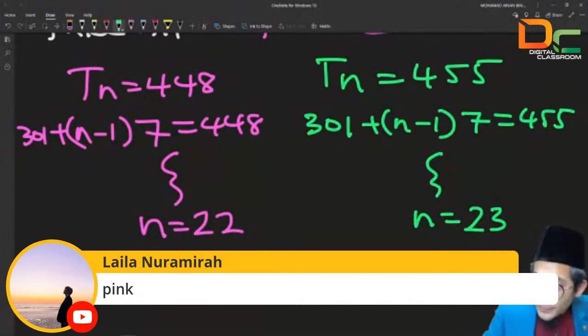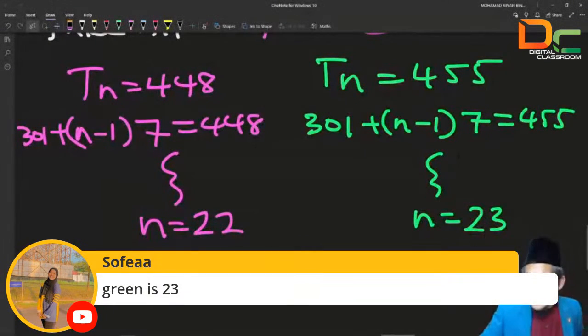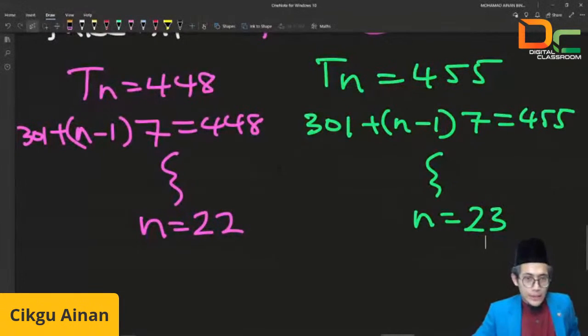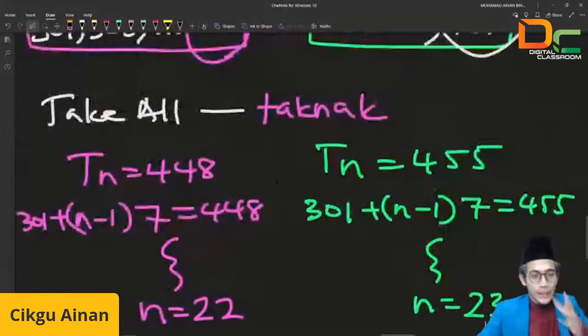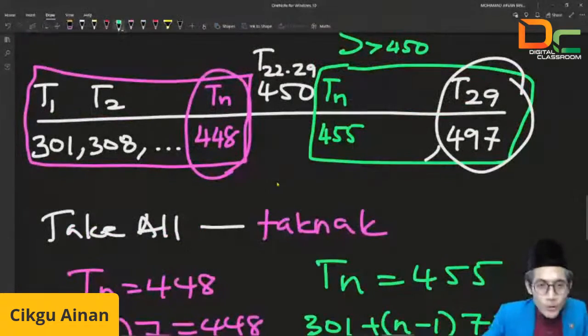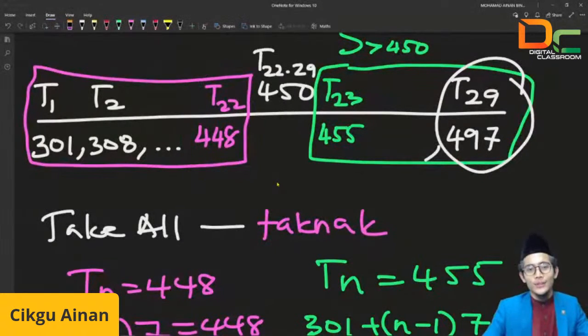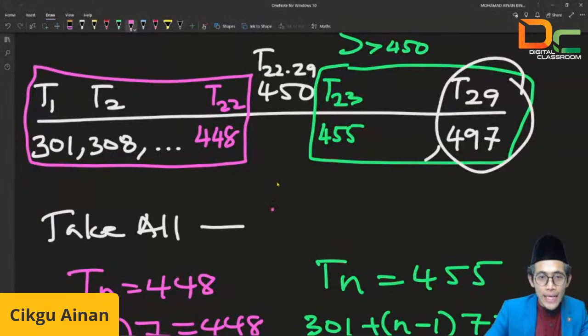Tak payah kira pun tak apa sebenarnya. Okay, good. Bagus Laila. Oh, pink Laila. I thought purple. Okay, tak apa. So, from there, we know this one is 23. The pink one is 22. So, the tak nak is apa dia? The tak nak is S22.